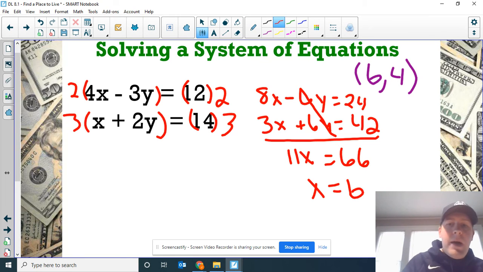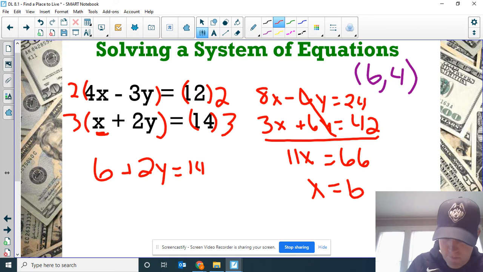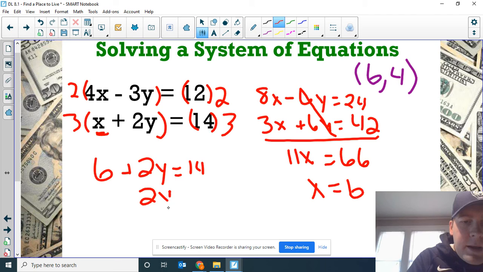I'm going to go ahead and plug that back into either original equation. I think I chose the bottom one. I'm going to plug it in for x right here. So I could say 6 plus 2y is going to equal 14. Subtract 6 from both sides, so 2y is going to equal 8, which means y is going to equal 4. So my solution is the point 6 comma 4.